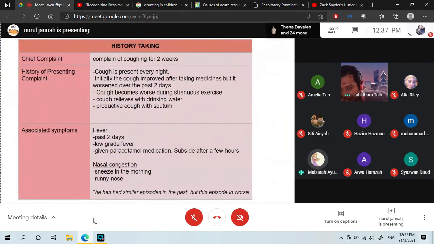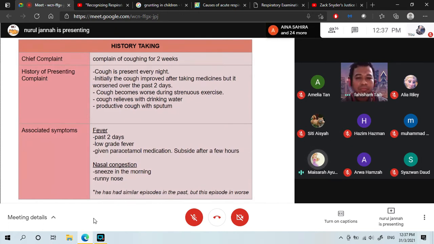For the chief complaint, he came to the hospital with a complaint of coughing for 2 weeks. For the HOPI, the cough is present every night. Initially, the cough improved after taking medicine, but it has worsened over the past 2 days. The cough becomes worse during strenuous exercise, and the cough is relieved by drinking water, and there is presence of sputum. The associated symptoms are fever and nasal congestion.